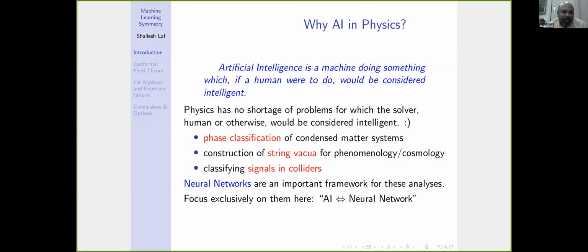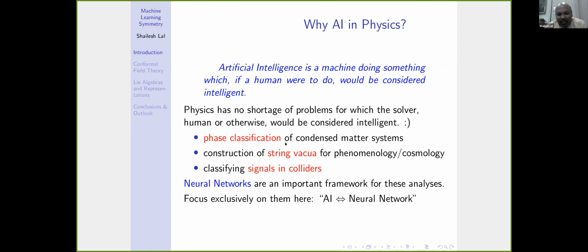So again, by way of motivation, why AI in physics? Here's a definition of AI that I pulled off the internet, and I can't credit it because I can't find it again, so apologies to the person who came up with it. Artificial intelligence is basically a machine doing something which, if a human were to do it, would be considered intelligent. And of course, in physics or mathematics, there's no shortage of problems for which the solver would be considered intelligent. Here are some examples.